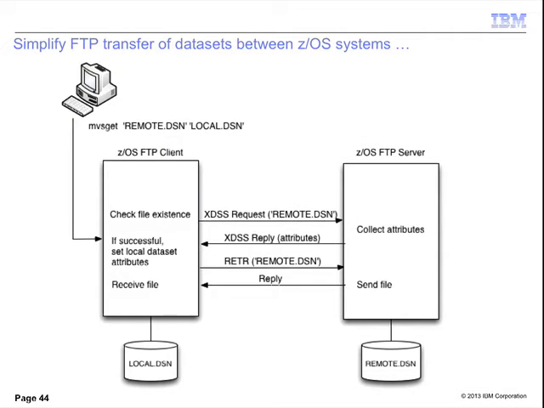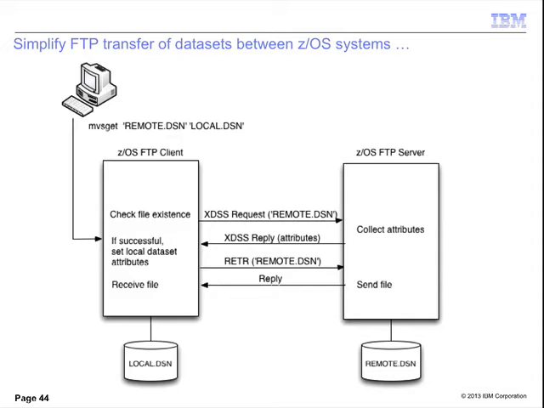So the next chart has a picture that may explain it a little better. Here you see a little terminal that says I'm going to issue an MVS get for a remote file, remote.dsn, that I want to put in a data set on my host called local.dsn. And so the flow kind of looks like what you see below. The client starts off by saying, okay, do I already have a file by that name? No. I'm going to send this new xdss command to the FTP server and say, I want you to tell me what you know about remote.dsn.